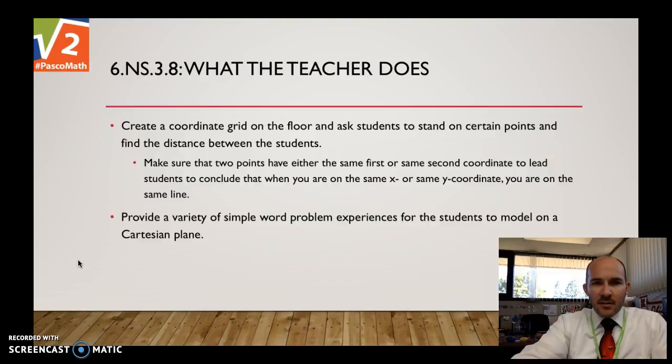Provide a variety of simple word problem experiences for students to model on the Cartesian plane and then to be able to solve those problems, mainly finding distance between 2 points.